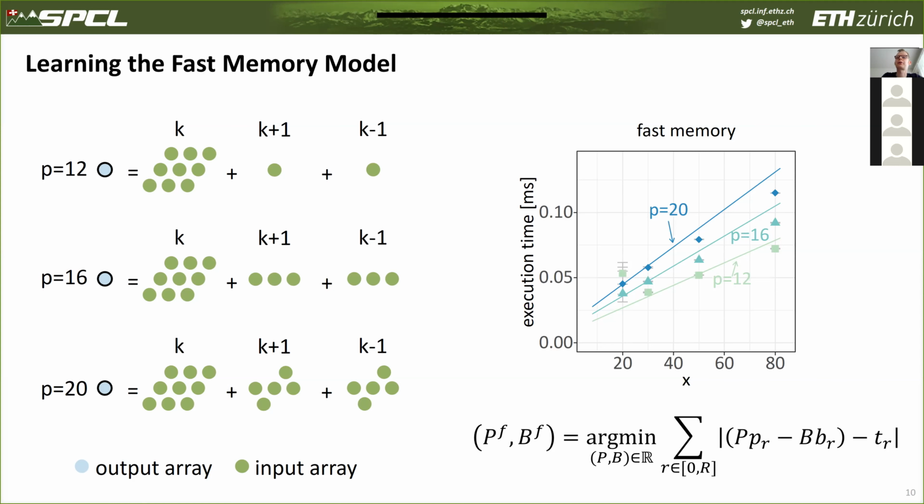And we do that using least absolute deviation linear regression. So instead of minimizing the squares, we minimize the absolute value between the model prediction and the measured execution time. So here on the bottom, TR is the measured execution time, and PR, BR is the estimated execution time. And as a result, we get our learned model parameter. So it's a really simple form of machine learning.